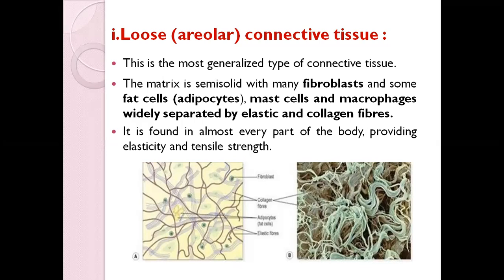Where is this loose connective tissue mostly found? We usually find it in almost every part of the body, providing elasticity and tensile strength. For example, the joints of your bone are the part of the body which really helps in body movement. In these areas where we need lots of movement and lots of strength, we usually get this loose connective tissue. Loose connective tissue has cells like fibroblasts, fat cells, mast cells, macrophages, and fibers like elastic and collagen fibers.